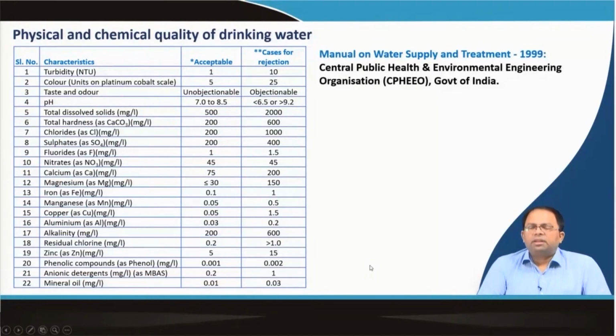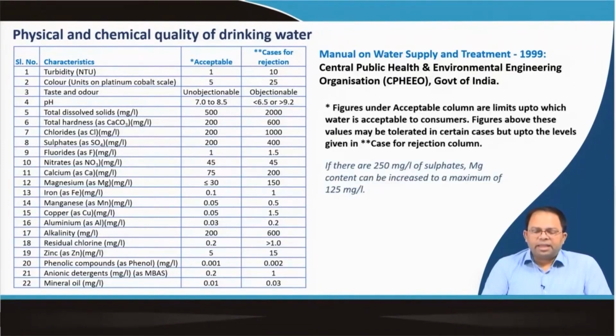The Central Public Health and Environmental Engineering Organization in India, that is CPHEEO, has given us the standards for acceptable limits of different properties of water for drinking purposes. That means drinking water has to have certain characteristics which have to be within certain standards or limits. In some cases, higher values are tolerated, but it depends on a case-by-case basis.